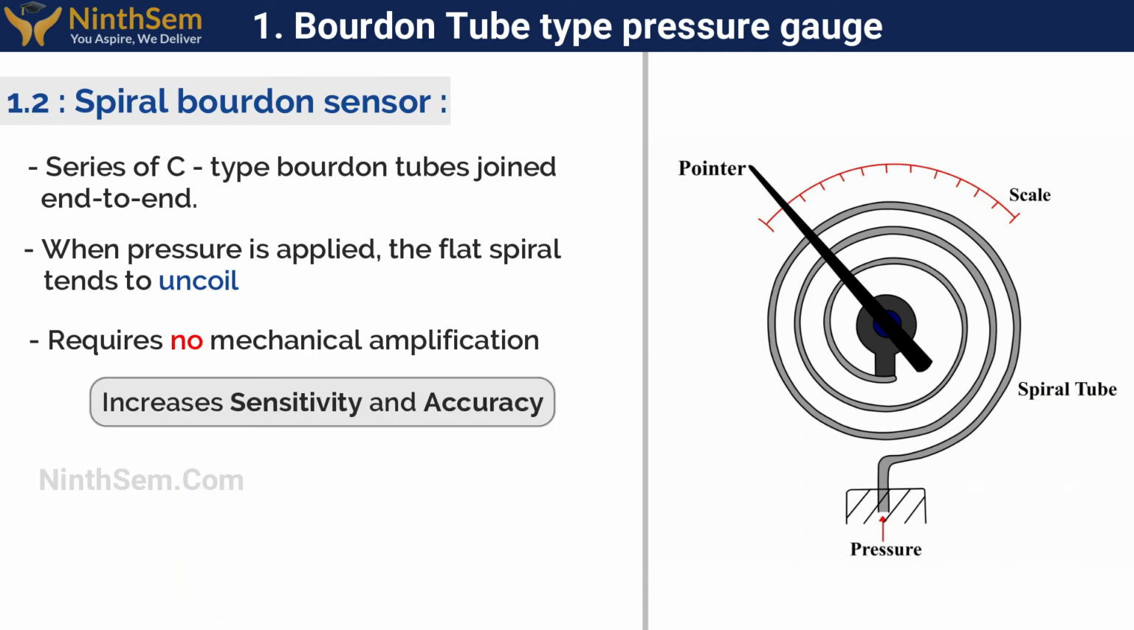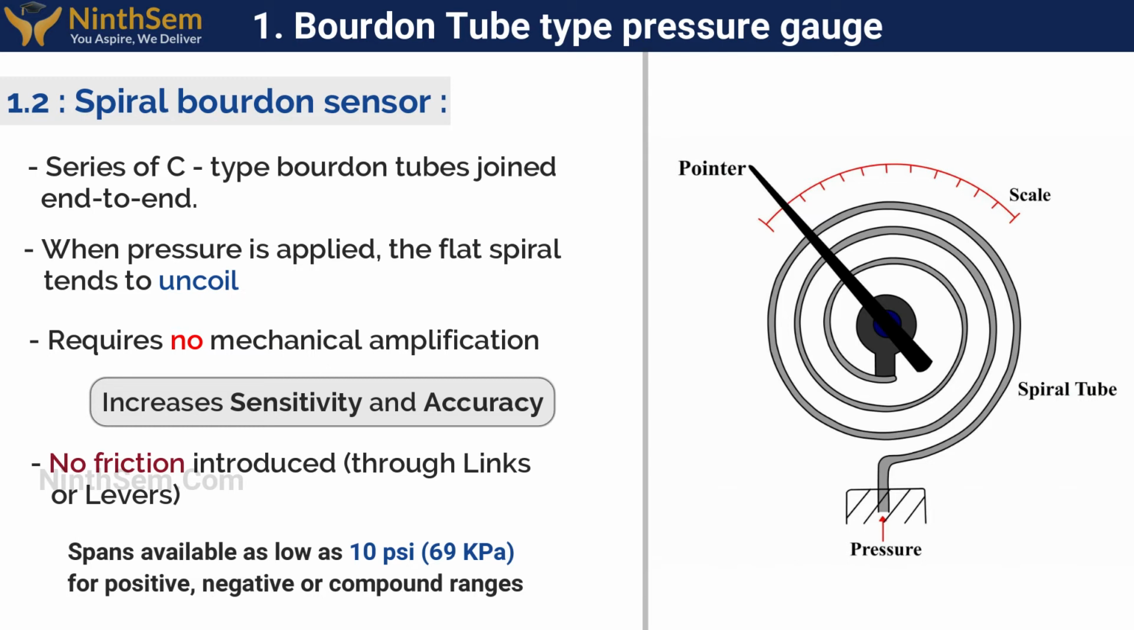Hence it increases the sensitivity and accuracy, and this instrument can be used where accuracy is more important. Because there is no motion of any mechanism, there is no friction introduced, as there is no link or lever mechanism, hence its sensitivity and accuracy are higher. Spans as low as 10 pounds per square inch, that is 69 kilopascals, are available. They can be used for measuring positive, negative or compound ranges.